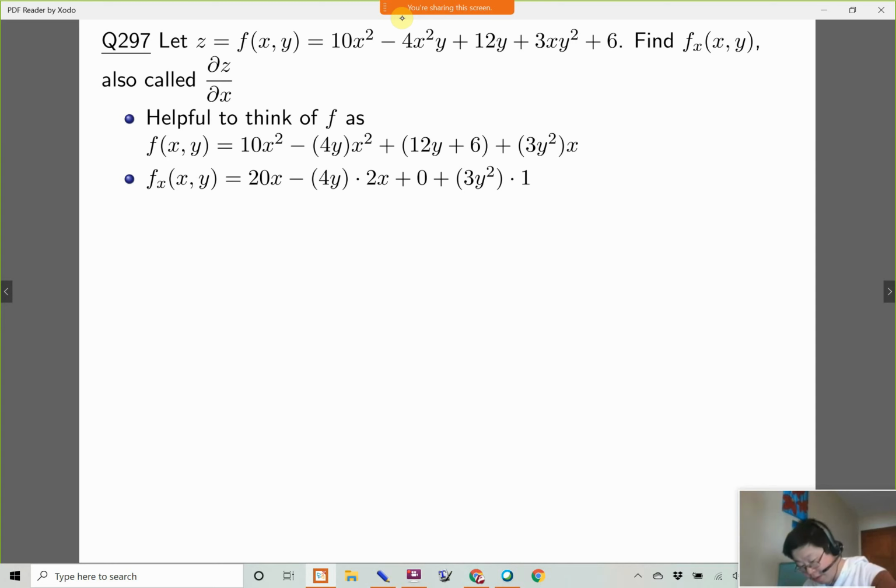This part, let's talk about 12 times y plus 6. That whole thing in parentheses is a constant. If y is a constant, we don't know what constant. Like somebody has hidden what number y is, but if y is just a number, then 12 times y plus 6, that whole thing is a constant. So the derivative of this constant is 0. And then over here, 3y squared times x. Copy the constant 3y squared, differentiate x, the derivative of x is 1.